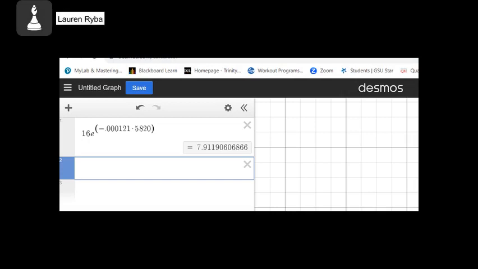So when doing this in Desmos, you just want to make sure when you have two pieces being multiplied in the exponent that you put parentheses around it, just to make sure that that whole value stays up in the exponent so that you can get the correct answer.